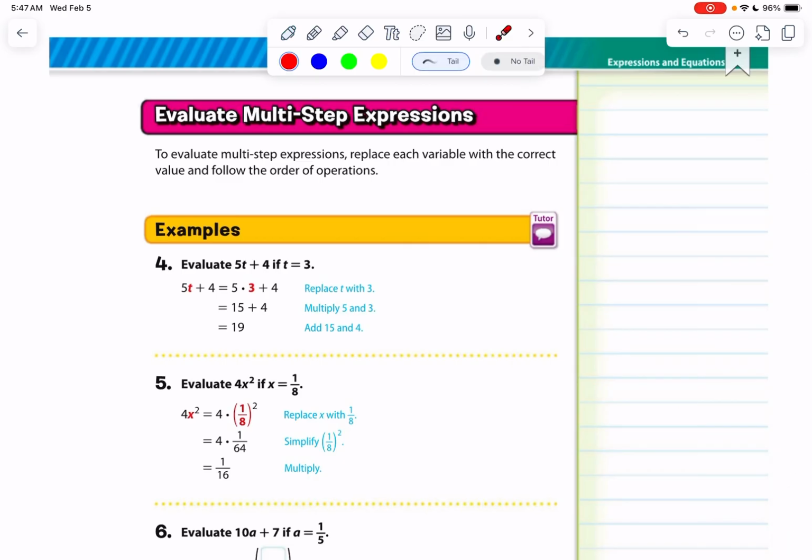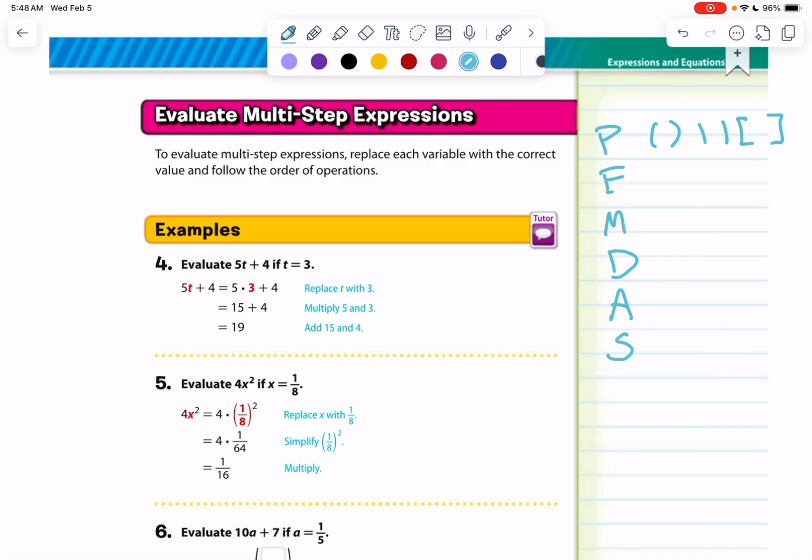All right, note. To evaluate multi-step expressions, replace each variable with the correct value and follow the order of operations. Oh, maybe we should just write that right now in the notes here. PEMDAS. We were talking about that in lesson 2, right? So P is grouping: parentheses, absolute value, brackets, which we haven't seen in any expressions yet, but we will. Exponents, then multiplication, left to right, and addition, subtraction, left to right.